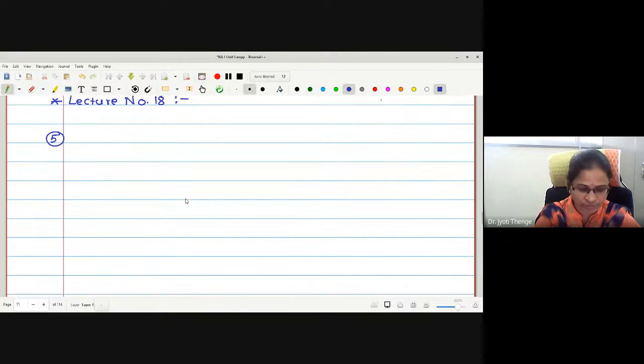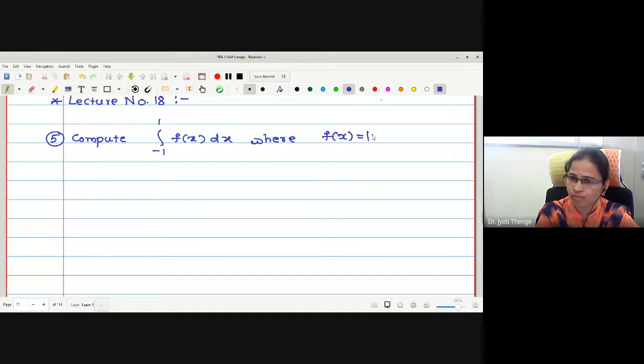Now let us solve one more example. This example is somewhat of a different type. Therefore, I am going to take the integral value of the mod x function. We are asked to compute the integration from minus 1 to 1 of f of x dx, where f of x is defined as mod of x. I think all of you are familiar with the modulus function. How is the function mod x defined? f of x is equal to mod x.